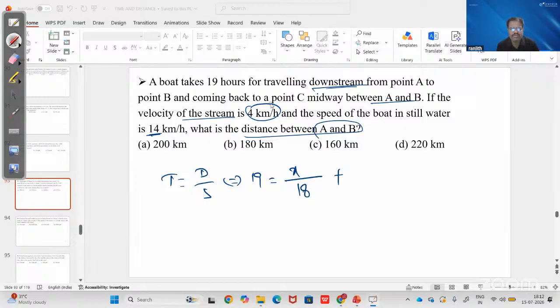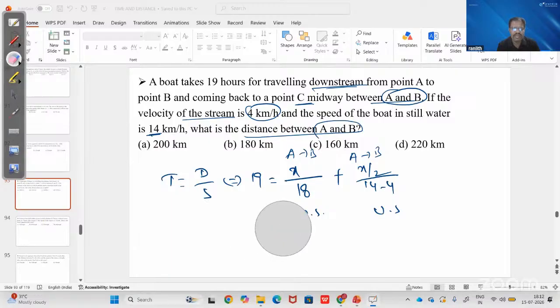And next, coming back, point C is midway between A and B. So if I take A to B equal to x, midway between A and B is x by 2. Upstream speed will be less than downstream. So it will be 14 minus 4 equal to 10.